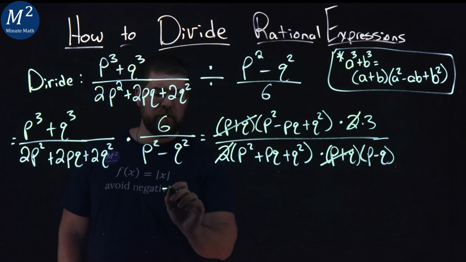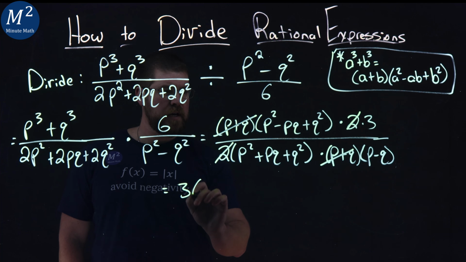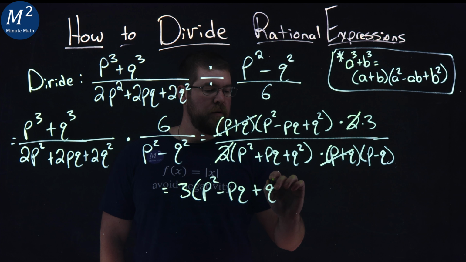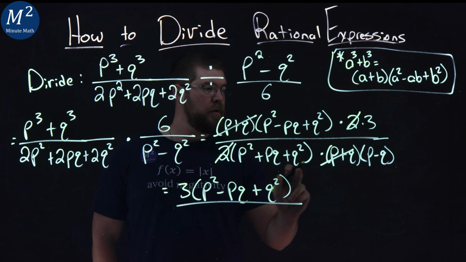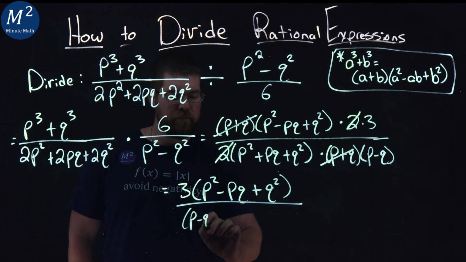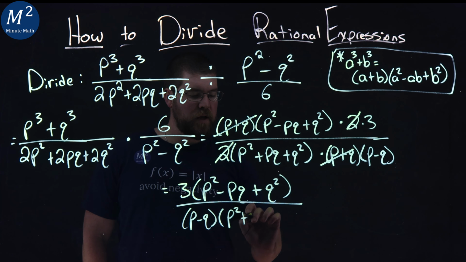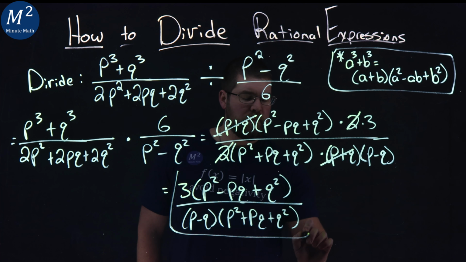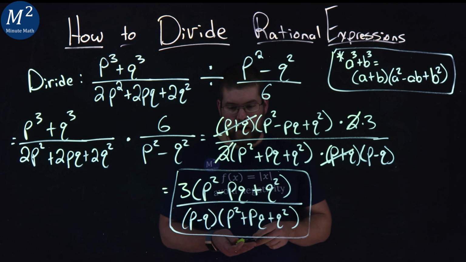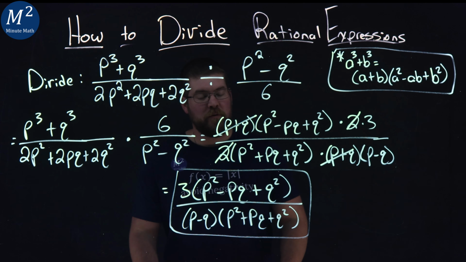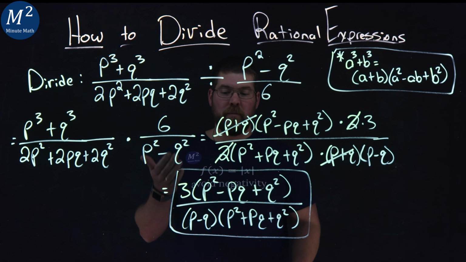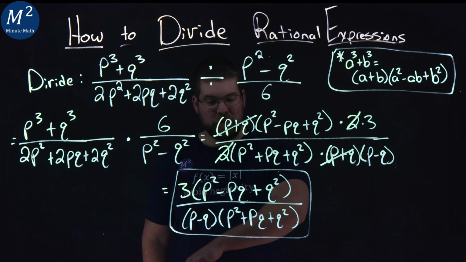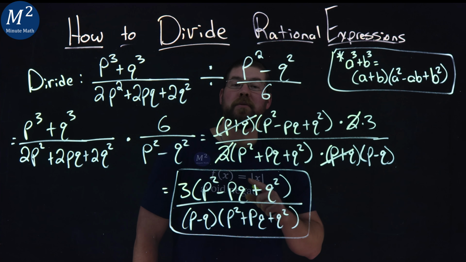So we're left with 3 in the numerator times (p² − pq + q²) all over, don't forget the p − q right here, and I have p² + pq + q². And there we have it. We don't have to simplify it anymore because it can't really be simplified anymore. Sometimes it looks a little gnarly, don't be afraid of that. But anyway, we simplified our problem, and we got 3 times (p² − pq + q²) over (p − q) times (p² + pq + q²).